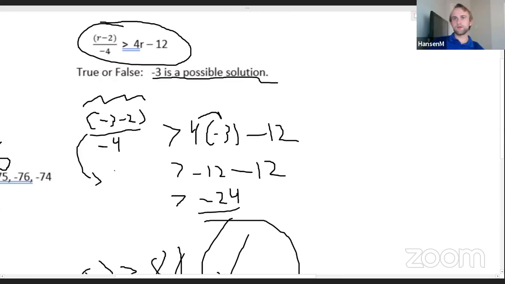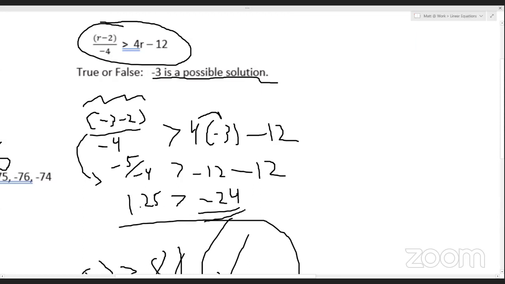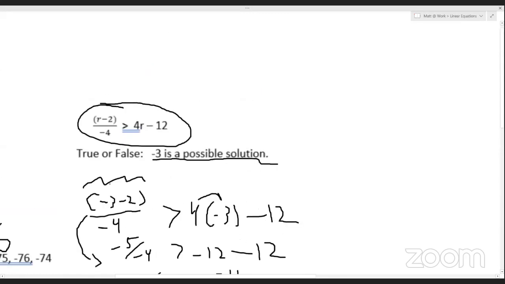So yeah, what I'm going to do is I'm just going to simplify this out. We're going to have -5 over -4. And then that would be 1.25. Does that make sense? Why would you have a fraction?